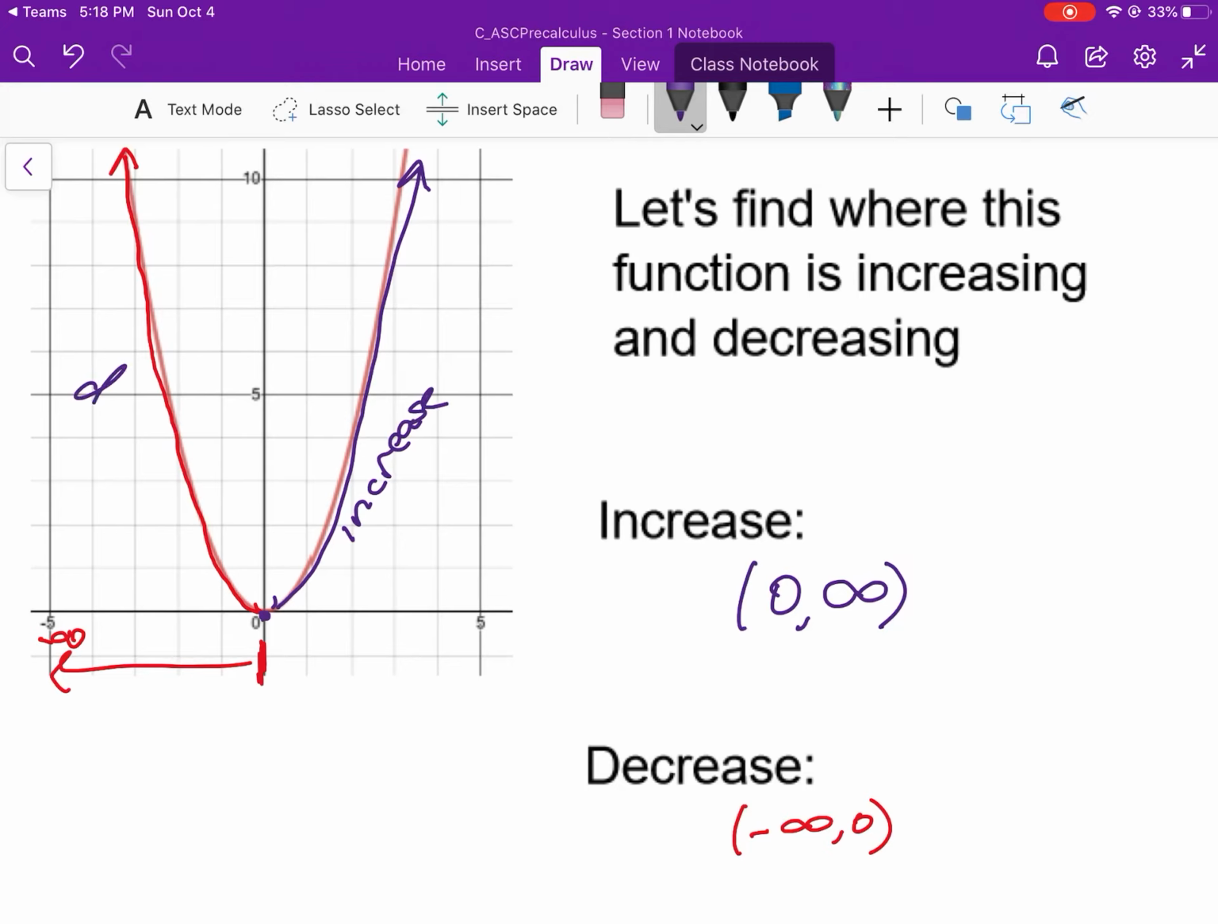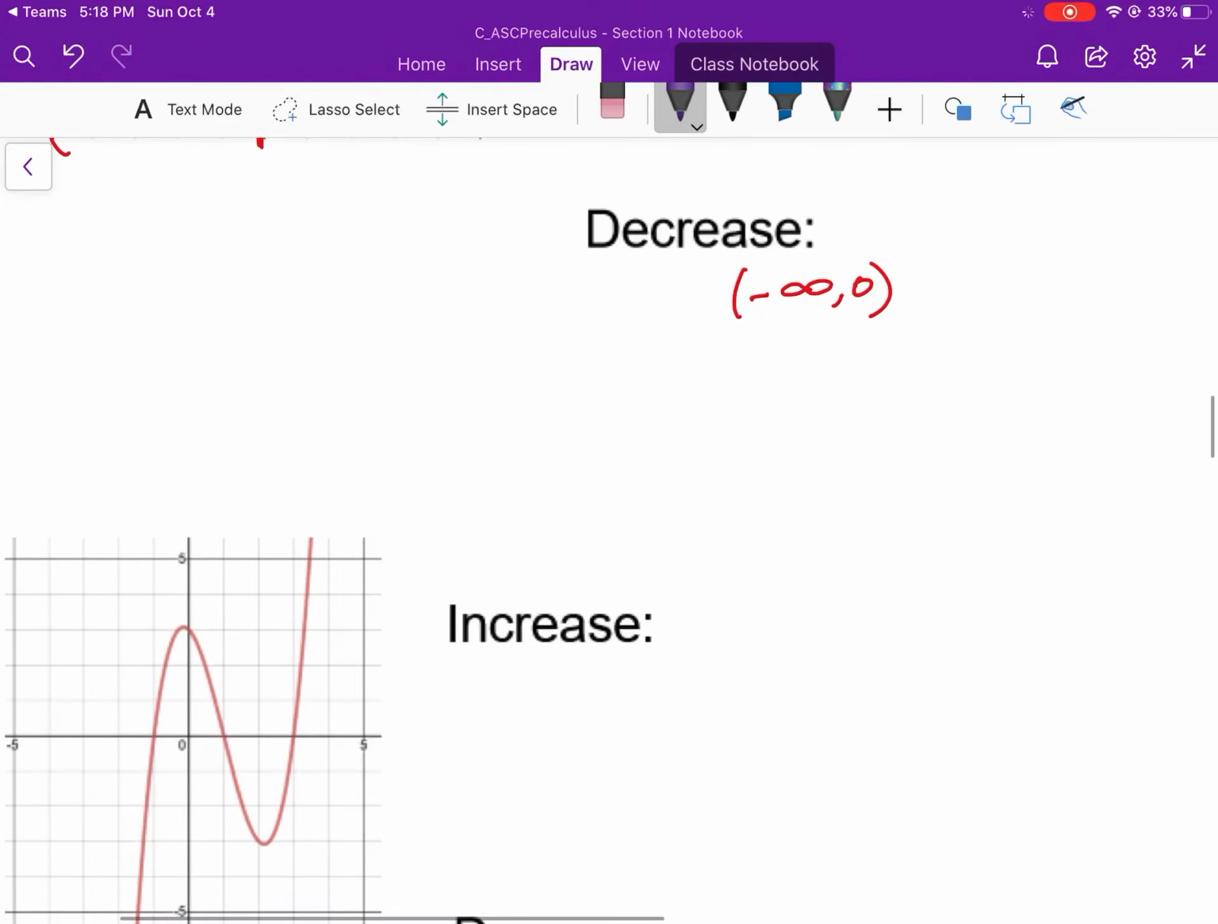So this side over here is the decreasing side, and this side is the increasing side. That's what we mean by the x values. So in some ways, pretend it gets squished and you're looking for just the x values. We don't care what the y values are. We just care that the y values are increasing or decreasing.